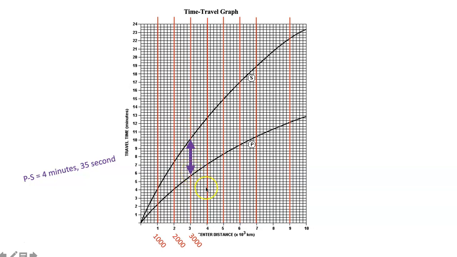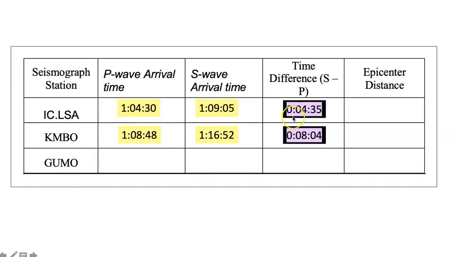I'm going to say 30 seconds. And it looks like it's right at the 3,000 kilometer mark. So this station is 3,000 kilometers from the epicenter. We don't know the direction, but we know it's 3,000 kilometers away. Let's do the next one.